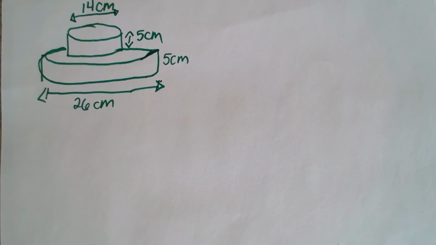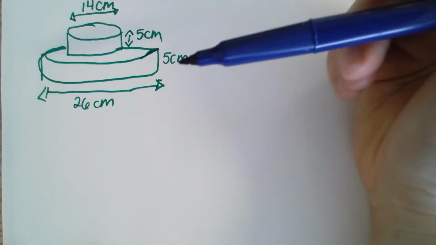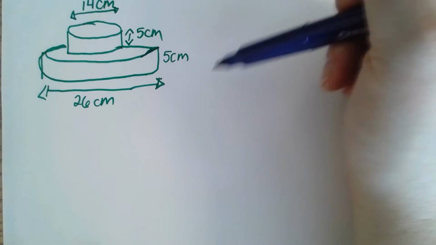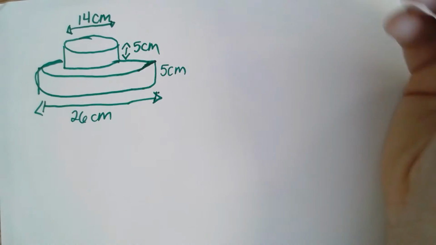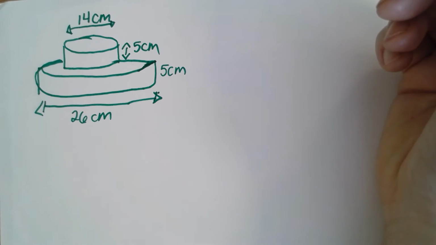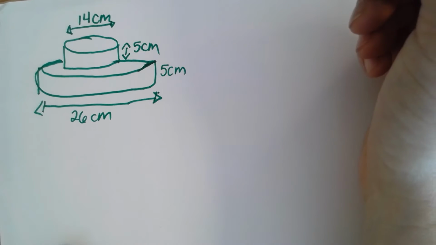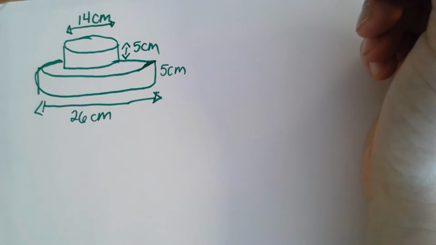All right, so this is going to be the surface area of a composite object. In this case, we have 2 cylinders. So we have, they're technically 2 cakes. We have one here that is 26 centimeters for the diameter, as well as a smaller one on top that is 14 centimeters. Both of them are 5 centimeters tall. So we're trying to figure out how much space we would need to frost in order to frost this cake.